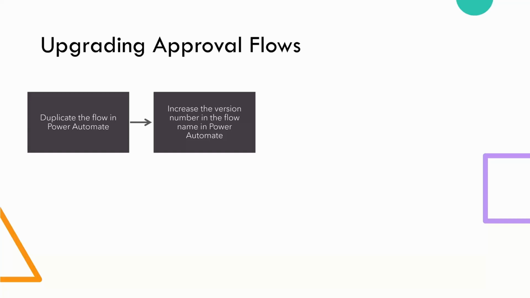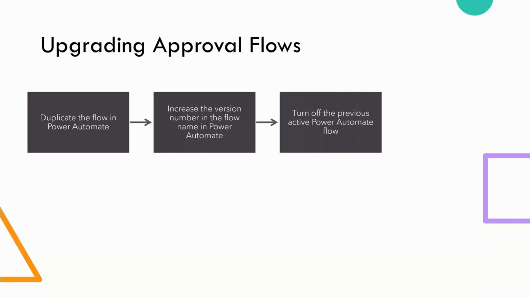Then you have two flows. One is active and one is not active. So the old one, the V1, is active and the V2 is not active. So make it turned on and turned off. Then what you do is you turn off the V1 version, the previous active Power Automate flow.